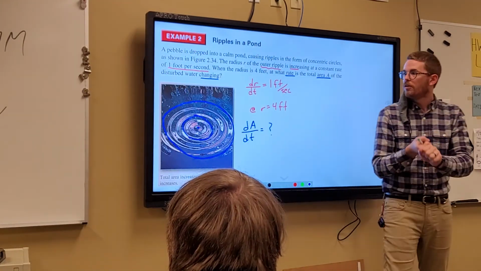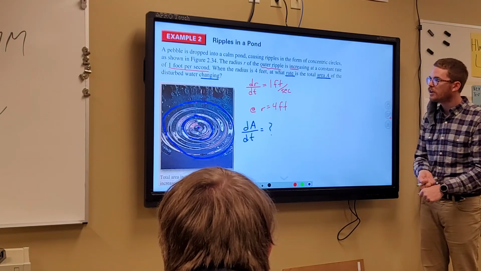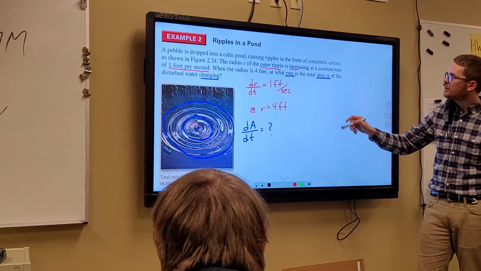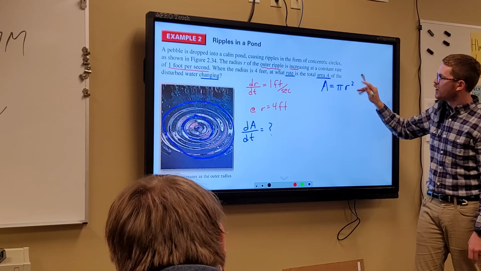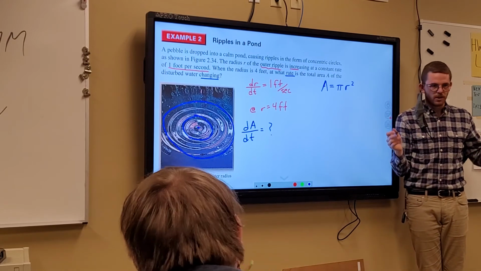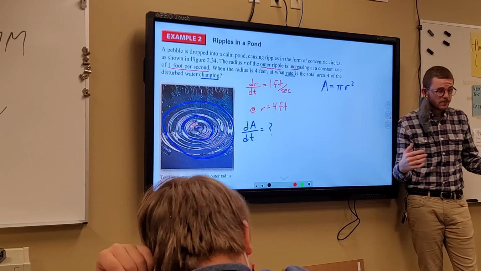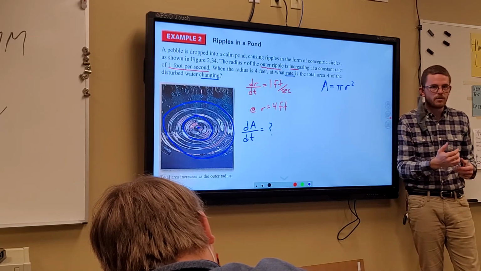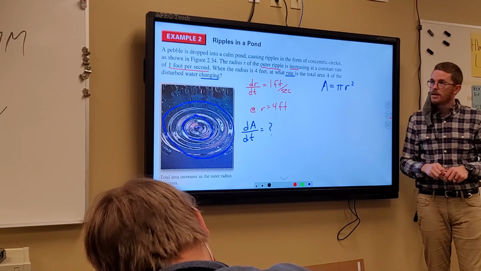Once we write down all the given information, we do need an equation that relates these variables. We're talking about circles, we're talking about the area, we're talking about the radius. The area of a circle is pi r squared. I hope we remember the area of a circle formula. If not, there it is. That is an equation that they could expect you to know on the AP exam. We will certainly use it a lot between now and then.